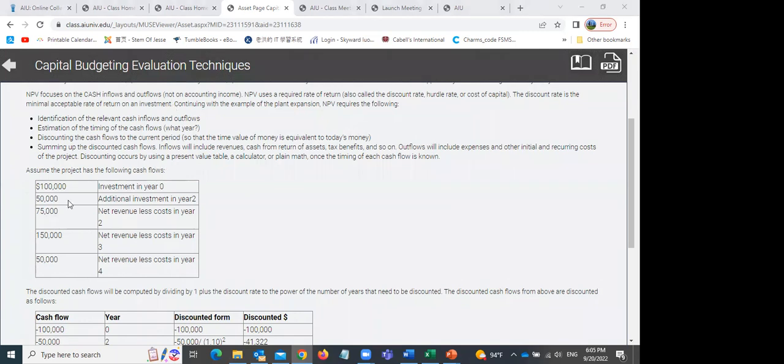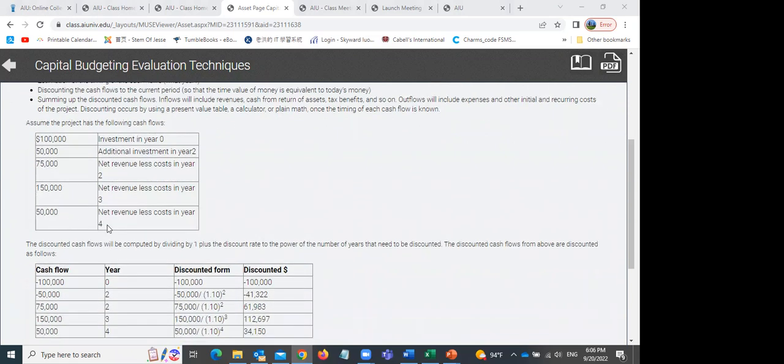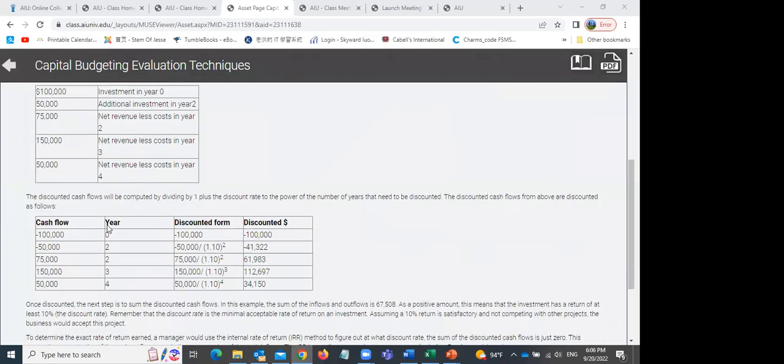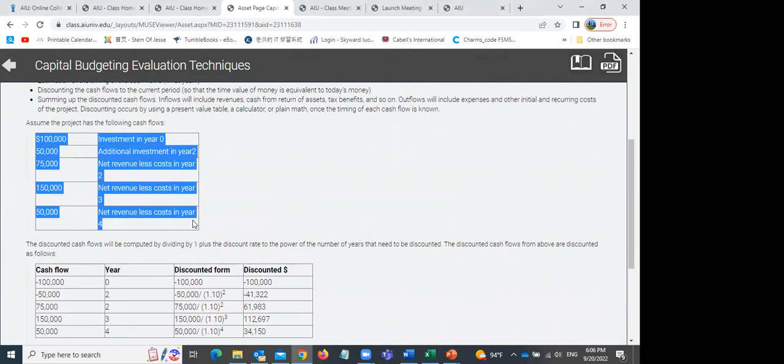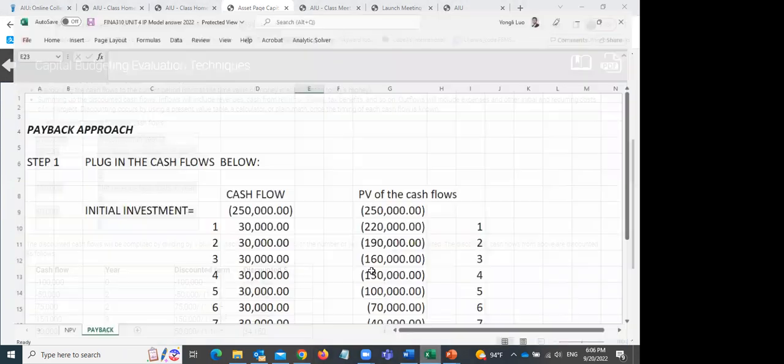So you have a 50,000 additional investment in year 2, and then net revenue less your cost in the second year, and net revenue less cost in the third year. And this is the first year. Okay, so we're going to see what your investment is. We're going to have this chart here, and this is the revenue. We are going to show you here.